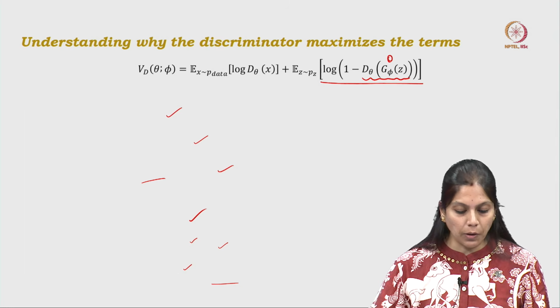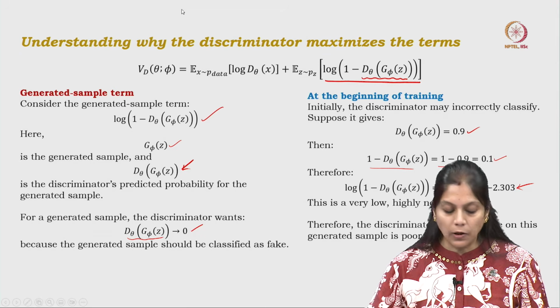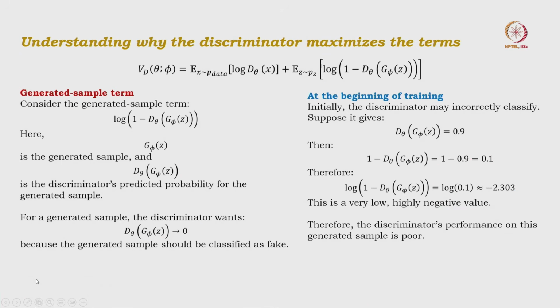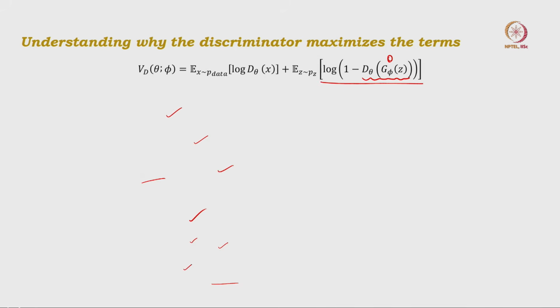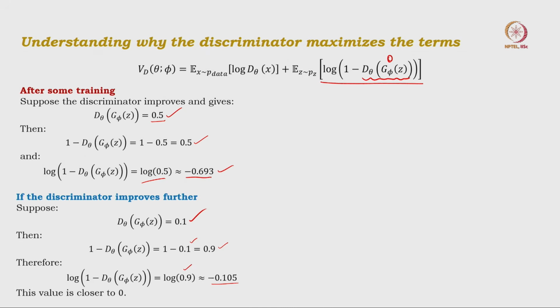If you look into the previous one, here initially the value we have obtained is 0.9. It is a very high value. From there you have obtained this value. Again, when you go further, here you have a value 0.5, then you have obtained this value. Further you have got 0.1, which means you are now moving closer to 0. When you are moving closer to 0, look at this term.